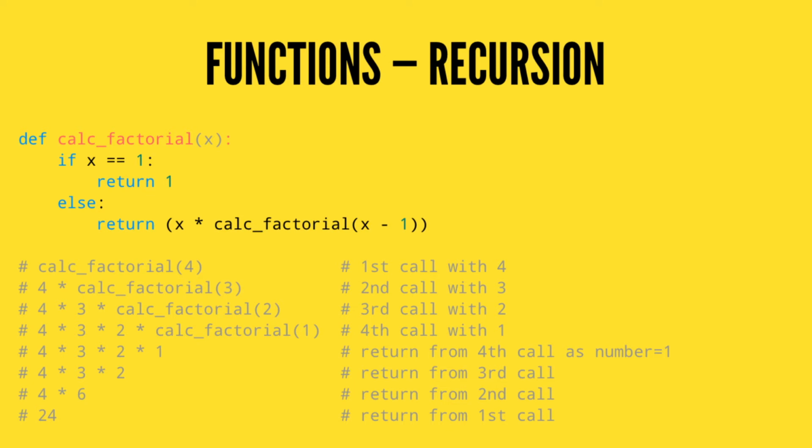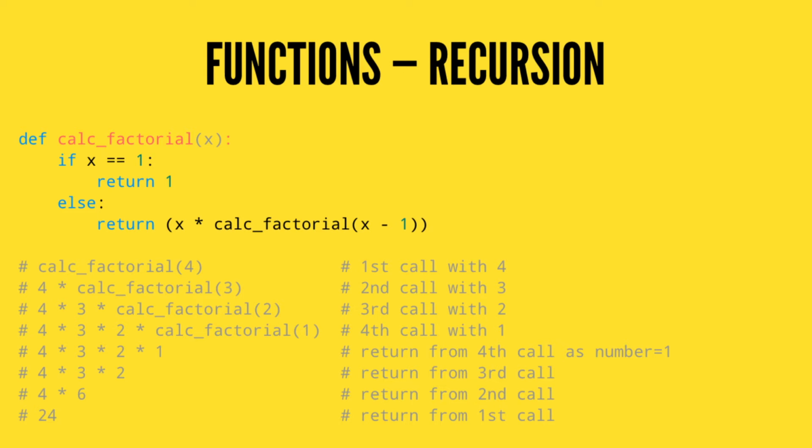And we also looked at recursion, and recursion is where you use a function within itself. So you call the function within itself. Here we had a function called calc factorial, and a factorial is where you times a number by each number within itself. We had if x equals 1, we're just going to return 1, because 1 times 1 is 1. Else, we're going to return x times the calc factorial x minus 1.